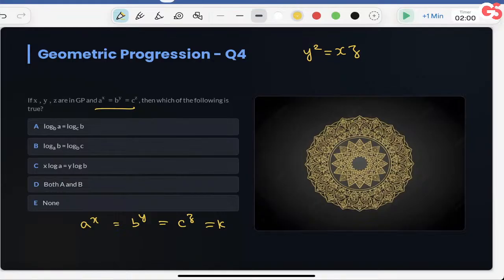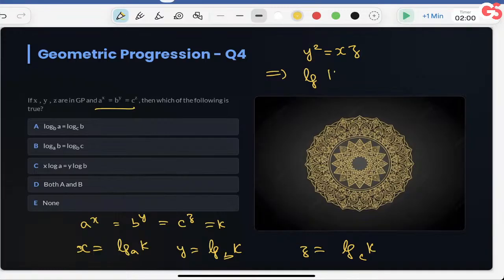ठीक है. So the value of a नहीं मुझे x चाहिए. ठीक है. Anyways, so I can say that the value of x in terms of log will be log k base a. The value of y will be log k base b, and the value of z will be log k base c. Yes or no? Can I say that? Let's put the value over here with these values. y square, log k base b इसका square is equal to log k base a into log k base c. That is what we have with us. What can we do now?